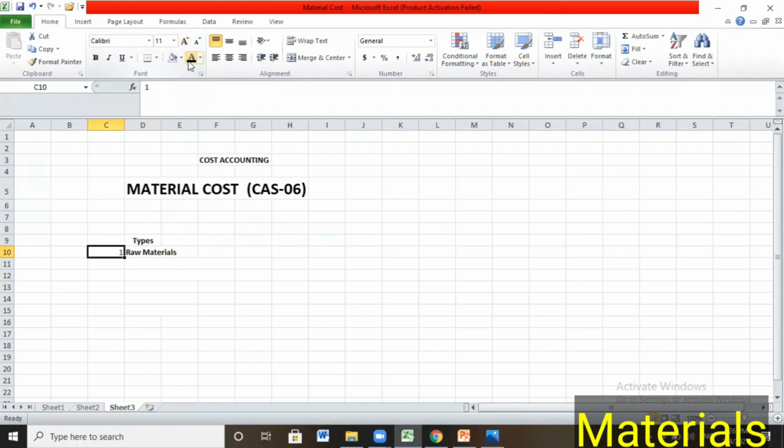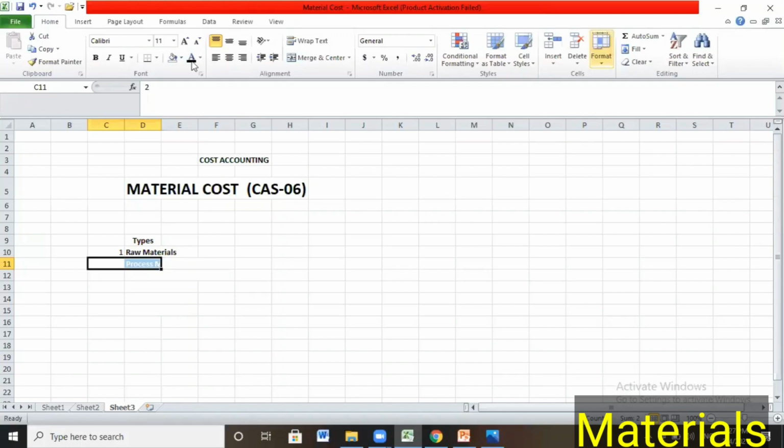First is raw material. In case of types of material, first is raw material. Raw material is a basic, or we can say main material used in the manufacture of a product. For example, sugarcane is the raw material for production of sugar. Cotton is the raw material for production of cotton yarn. So raw material is a basic without which we cannot produce output.